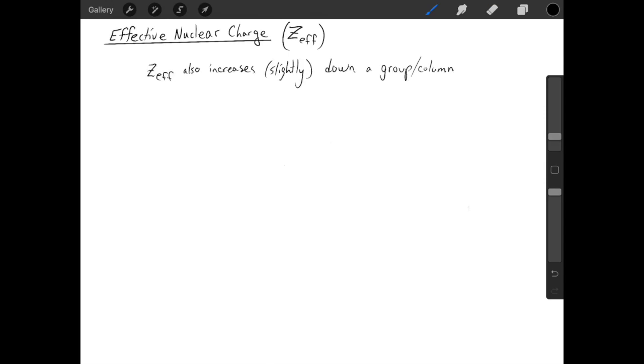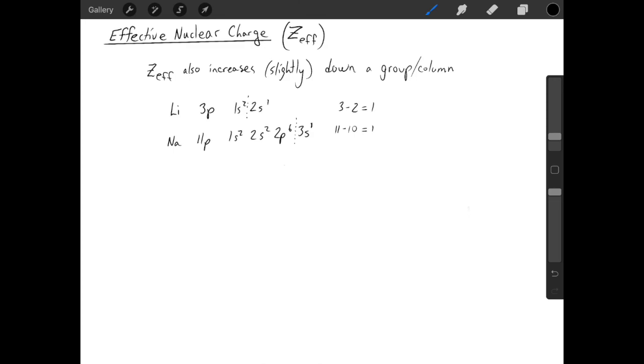The effective nuclear charge also changes as you go down a group. It doesn't change very much, but as you go down a group, the Z effective increases very slightly. We're going to look at this by examining lithium and sodium. If you calculate the Z effectives for lithium and sodium, two elements that are in the same group, you'll find that if you use this simplistic model, they're exactly the same. But in reality, sodium's Z effective is actually a little bit larger than that of lithium.